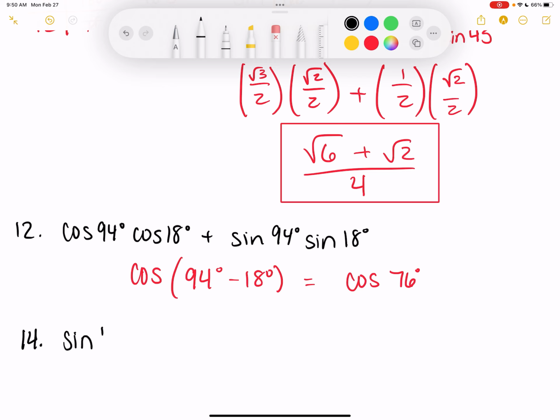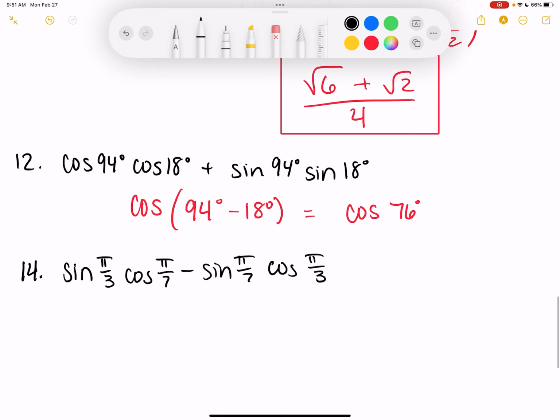Number 14: sine of pi over 3, cosine of pi over 7, minus sine of pi over 7, cosine of pi over 3. And do not convert it. Do not tell me to convert it. What formula is this? Sine of pi over 3 minus pi over 7.